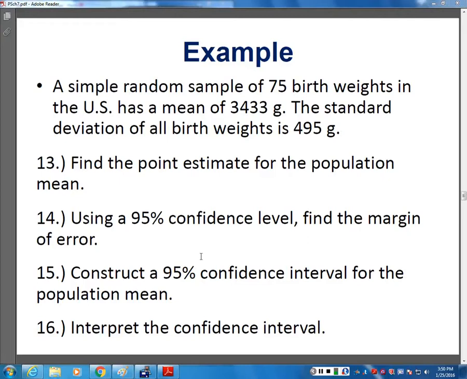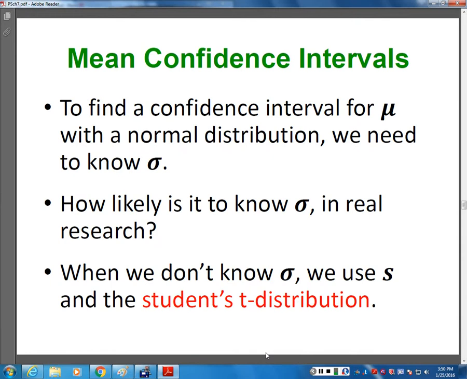Hey folks, Professor Gray here, ready to talk to you about finding mean confidence intervals if sigma, that's the population standard deviation, is unknown. Well, to find a confidence interval for mu using a normal distribution, we need to know sigma, that's the population standard deviation.